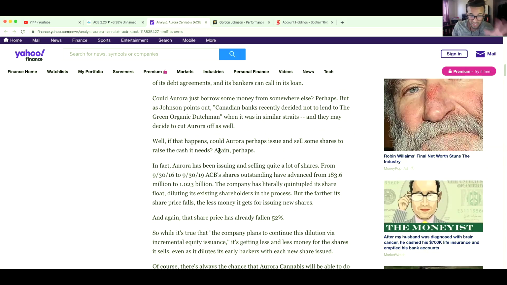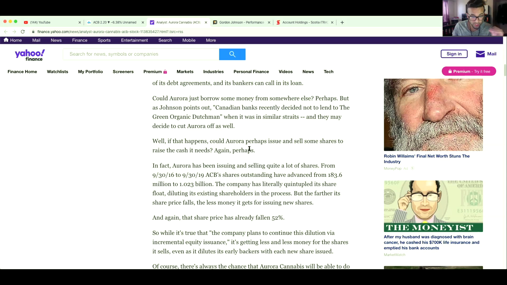So, if that does happen, could Aurora perhaps issue and sell some shares to raise the cash it needs again? Perhaps it can do that. In fact, Aurora has been issuing and selling quite a lot of shares. From 2016 to now, ACB shares outstanding have advanced from 183.6 million to 1.023 billion. The company has literally quintupled its share float, diluting its existing shareholders in the process.